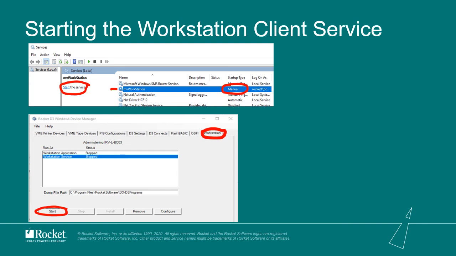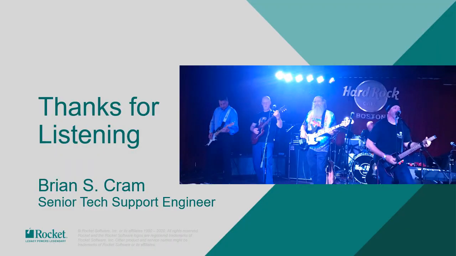Now go back to the Device Manager Workstation tab. Highlight the Workstation service in the Run As list. Click Start. You have now successfully set up the workstation and connected it to your D3 Unix server. Again, there's more you can do with this than setting up Telnet, but that's a story for a different day.